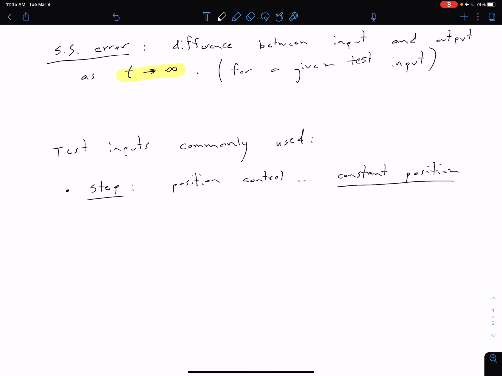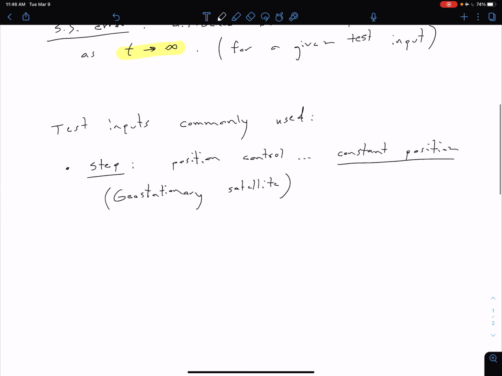Another example to relate to some of these later examples with our other test signals is we could talk about a geostationary satellite. A geostationary satellite is essentially just rotating in space such that it's above the same point on the Earth as it's rotating. So it's essentially keeping the same position relative to the Earth. So for constant position, we would input a unit step, or a step input, not necessarily a unit. Of course, u of t is just equal to 1 for a unit step. Again, as we're going to see later, we can scale the magnitude of that.